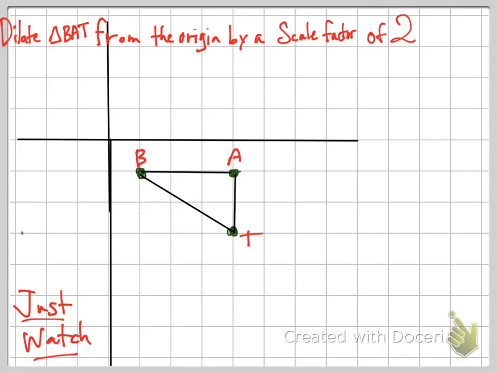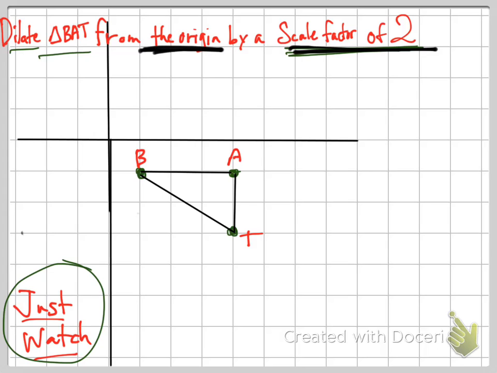Problem 3. Well, I'm doing this one. You just watch. So it says dilate triangle BAT. Dilate means to enlarge it or shrink it, and we're going by a scale factor of 2. So here we go. It says from the origin, and the origin is right here at 0, 0, by a scale factor of 2.